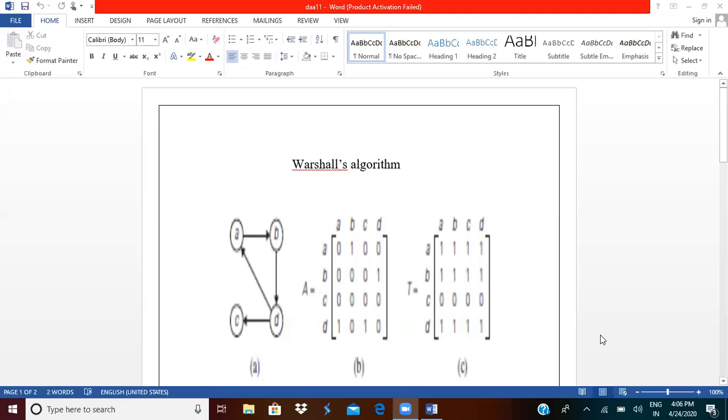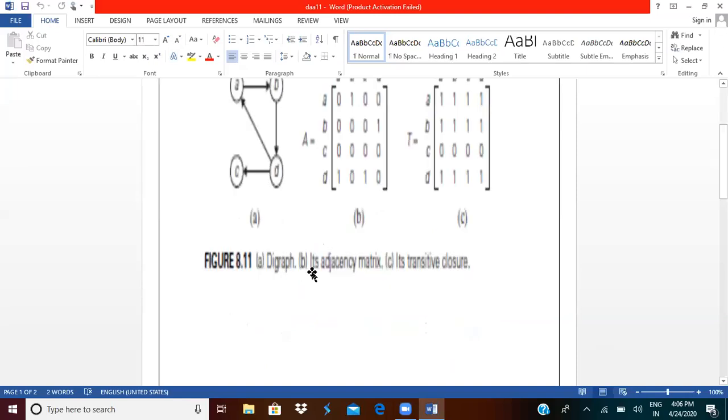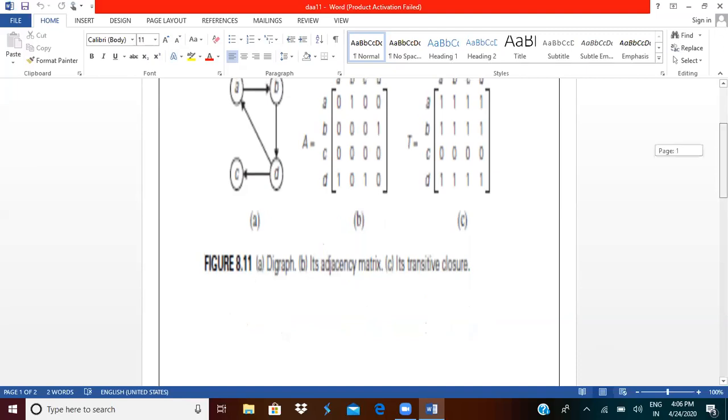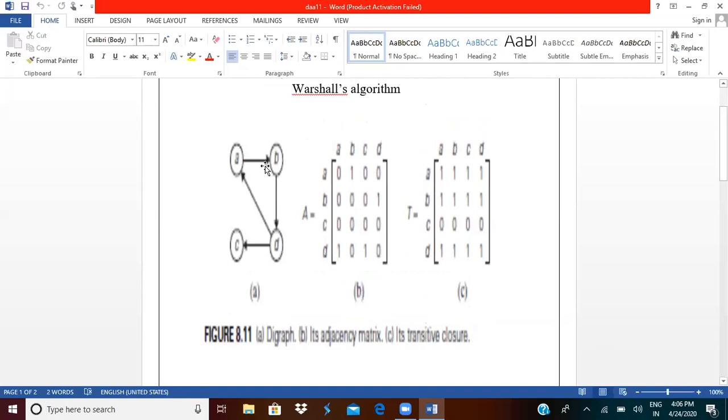Let us see. Here you need to remember three things: digraph, adjacency matrix, and transitive closure. Now you may know what a digraph is. A digraph is nothing but a directed graph. Now there is a direction from A to B, a directed edge from B to D, and a directed edge from D to C.